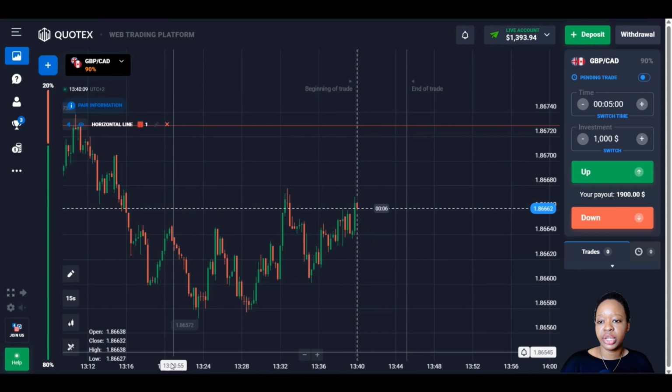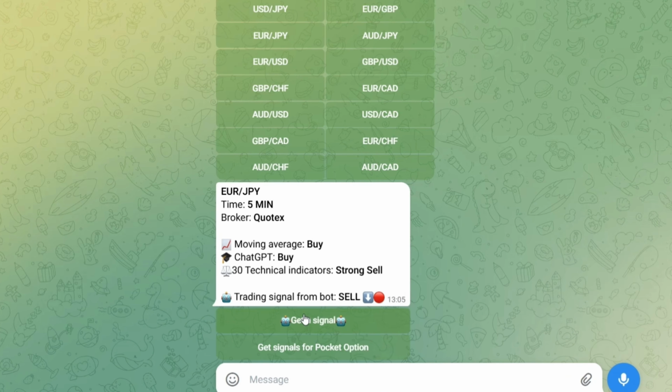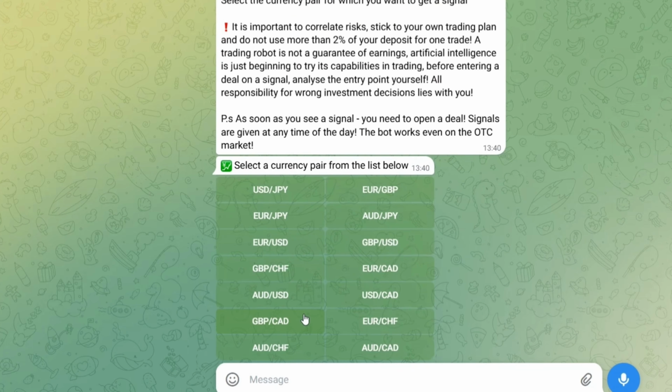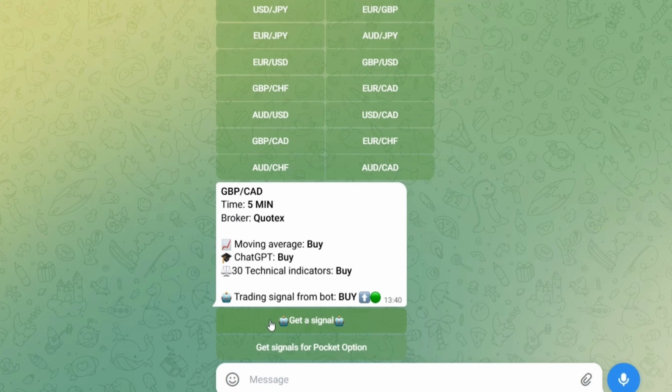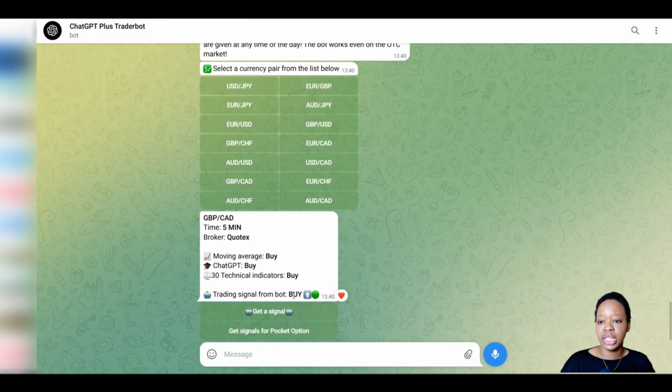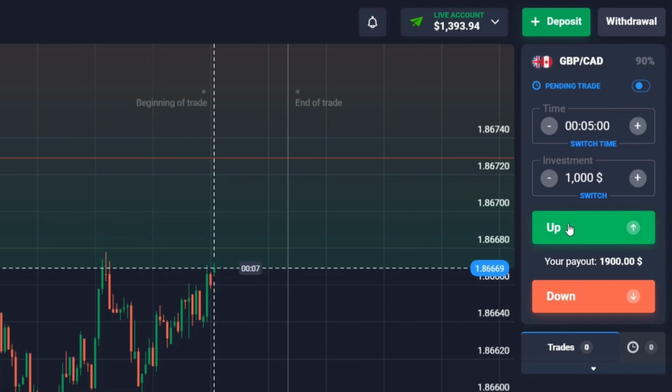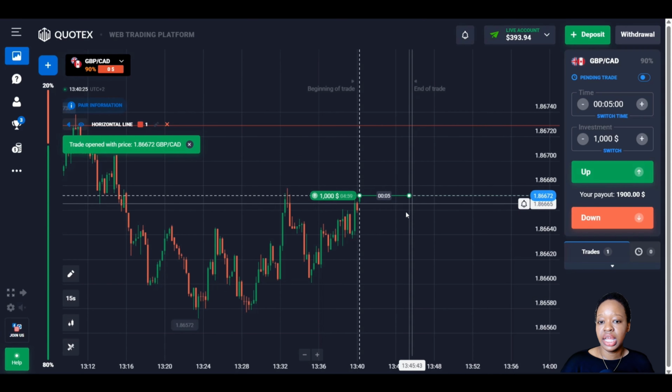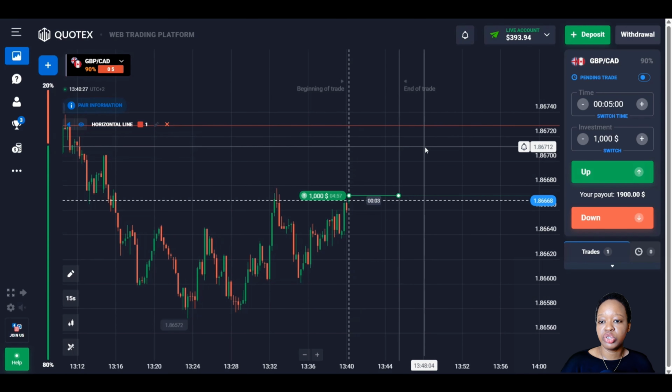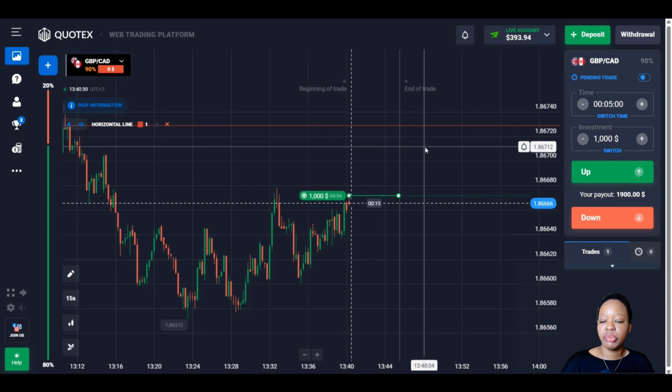So going to the Telegram bot, I'm going to press and get the signal, find our pair and click on it. So the bot is suggesting a buying trade. Therefore, the signal matches my own analysis. Therefore, here I'm going to open a 5-minute call trade and I'm hoping to make profit from this upward trend. I'm hoping 5 minutes will be enough. Let me wait and see.